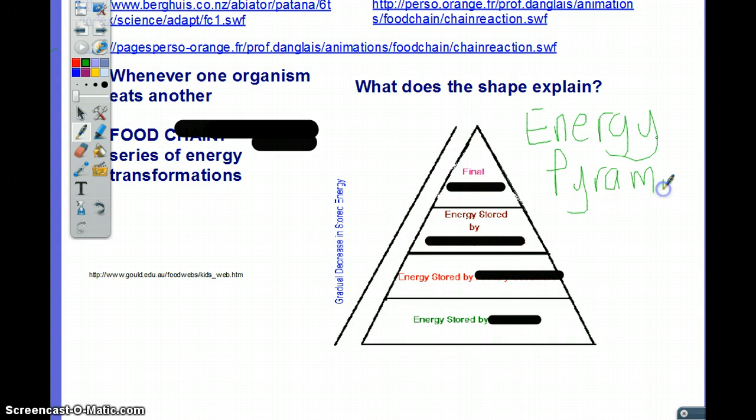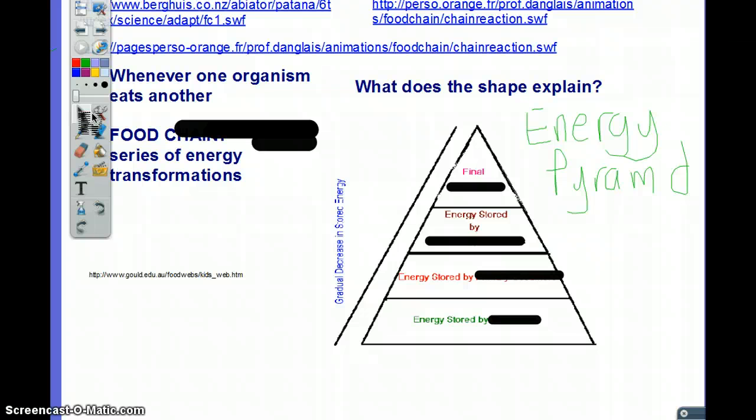So look at the shape. What do you think the shape is describing? The way energy is moved. Okay, and what does the movement of energy look like? If it's a triangle, what's happening as you go up? It gets smaller.